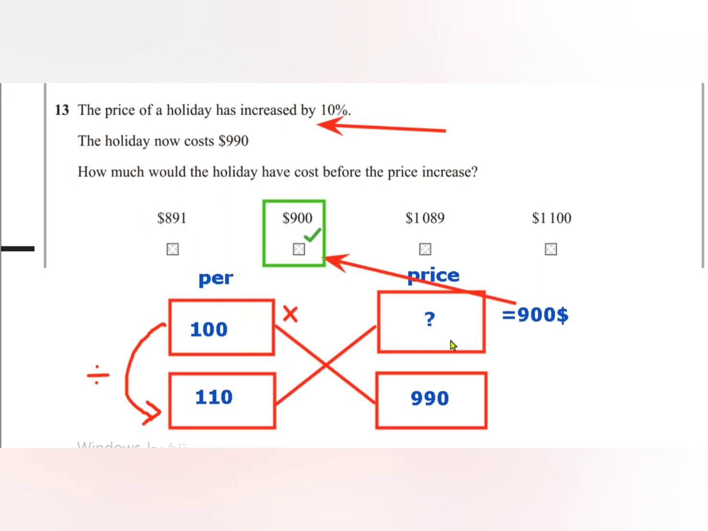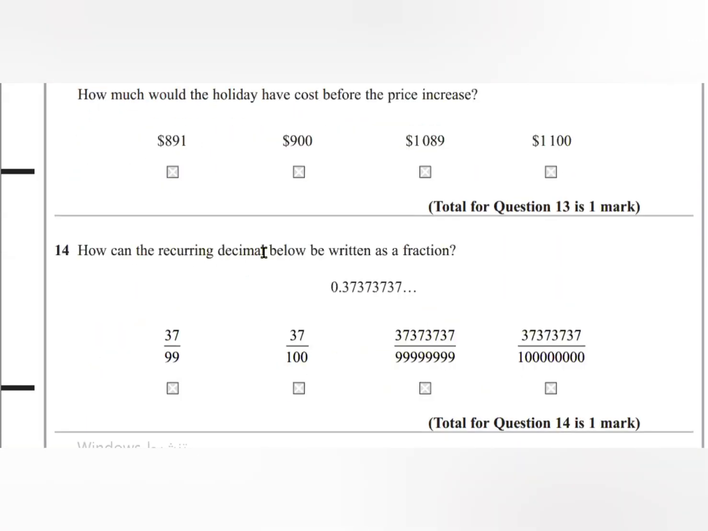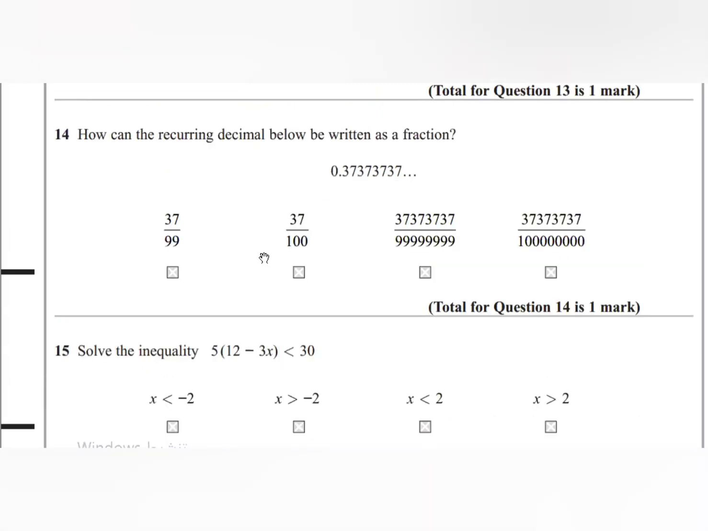Now let's move on to the next question. Question 14. How can the recurring decimal below be written as a fraction? As we said, with the recurring decimal question, if it comes here, you can use the calculator and check. You don't have to do the steps here. I'm going to explain the steps once we have a question in the next section, which is section B.